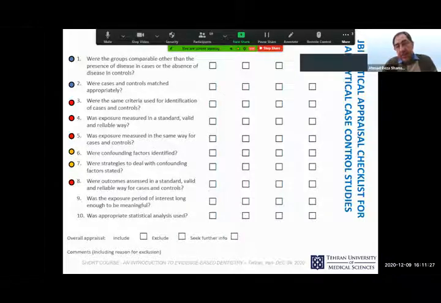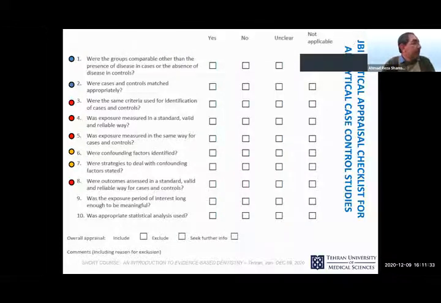A similar checklist provided by JBI for case control studies. It has 10 items. The first two questions are related to selection bias. The first one: were the groups comparable other than the presence of disease in cases or the absence of disease in controls?